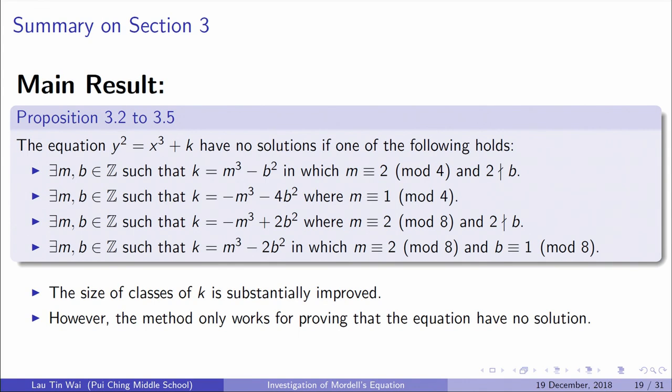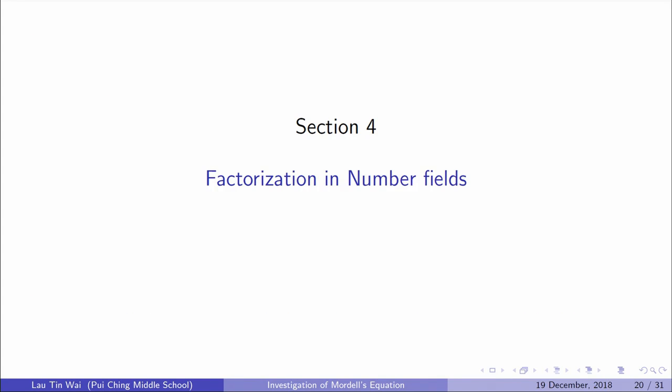Using similar ideas, we obtain the main result here as shown. Notice this class of k is substantially improved, but this method only works for proving that the equation has no solution. So I want to find other non-trivial solutions, so I obtain Section 4.